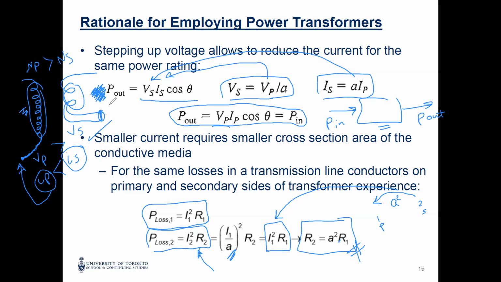Even if you have different resistances here, R2 is different than R1. However, when you move from one side to another, because of the referring, they are exactly the same losses. Or at least this is a valid assumption. We assume that the resistance in the secondary equals A squared times the resistance in the primary. And we are going to use it in the short circuit test. You will see this one.